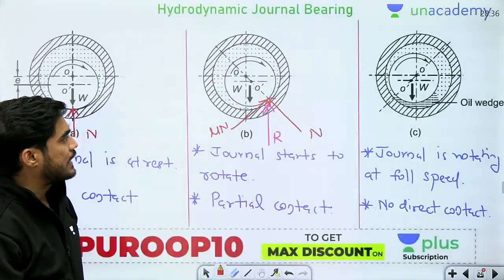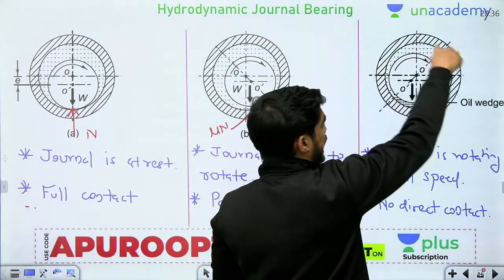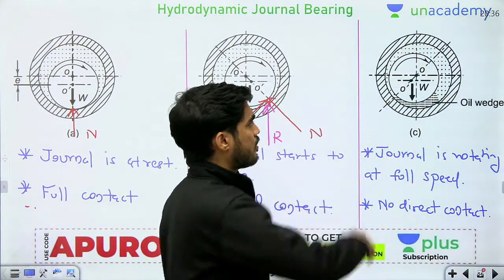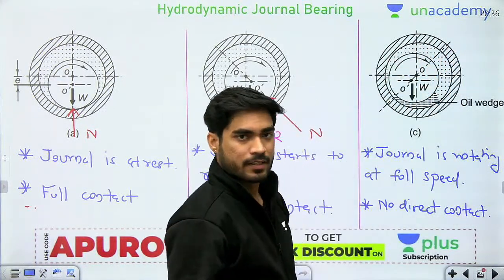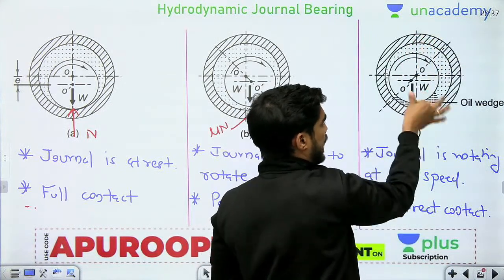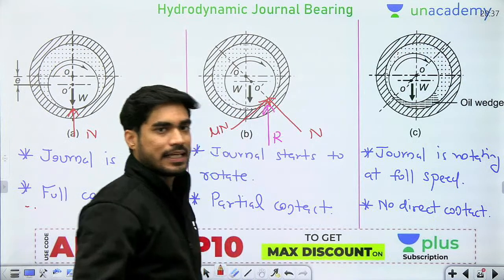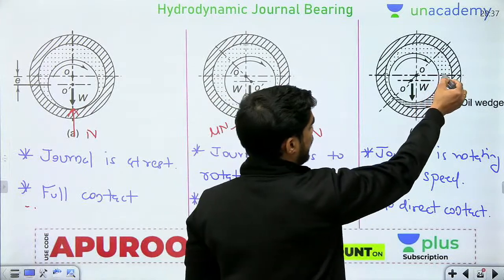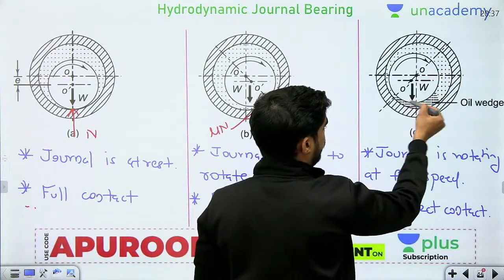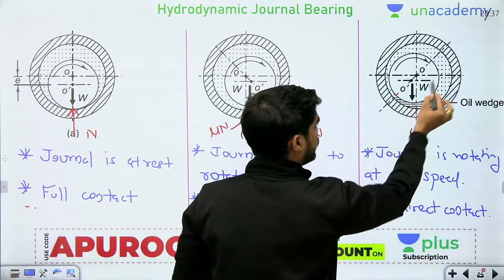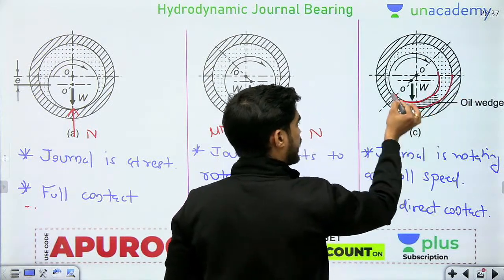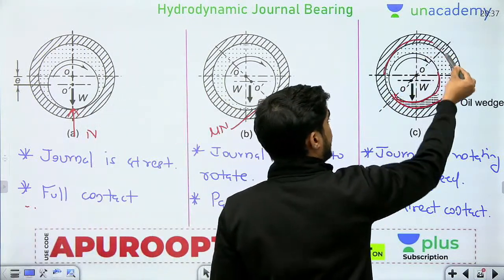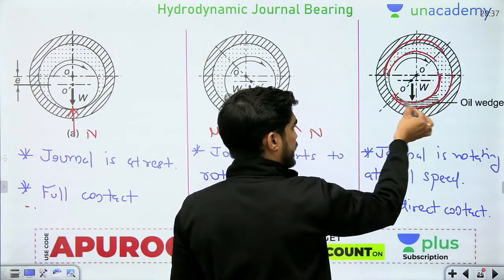Okay, so beta, here understand what is happening. The journal is rotating like this, so the direction of flow you can assume is clockwise. Now in the clockwise direction, you can see that there is a converging film forming. Can you see this converging film? So beta, in the direction of flow, this part is diverging, but this part is converging, right?